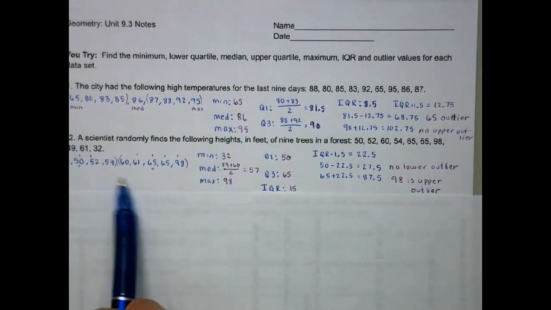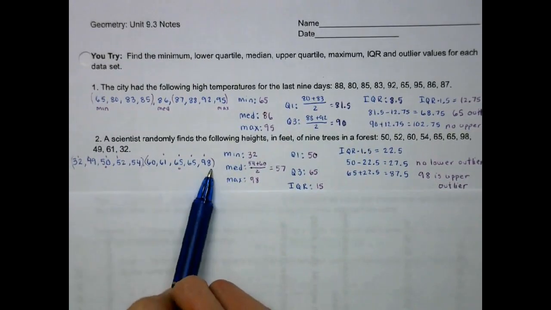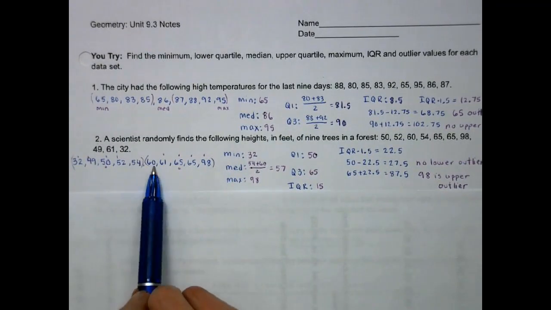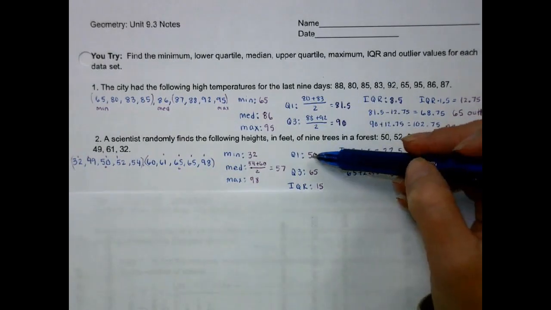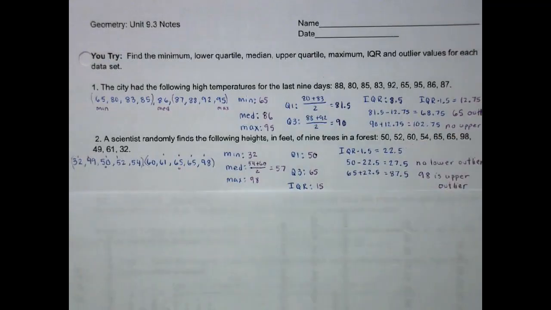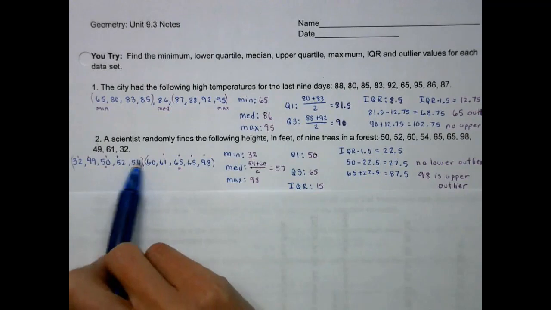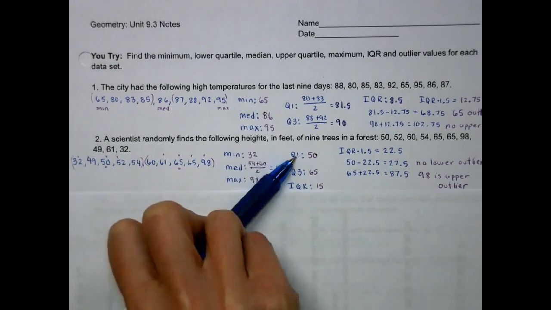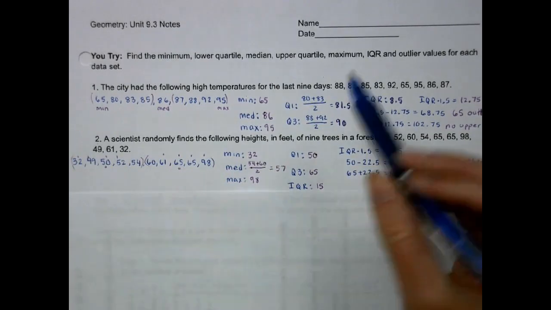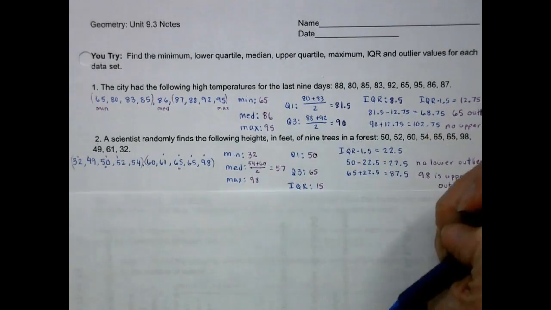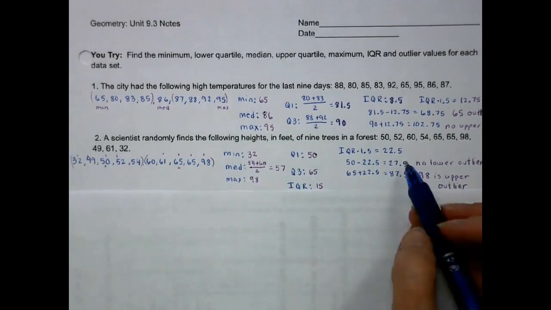For this one, our minimum was 32, and the maximum is 98. The median ended up being the average of 54 and 60. So then to find my Q1 and Q3, we'll just do the medians of each of these sets. The median here is 50, so Q1 is 50. The median here is 65, so Q3 is 65. The difference between those is 15. Multiply that by 1.5 and that gets us 22.5.